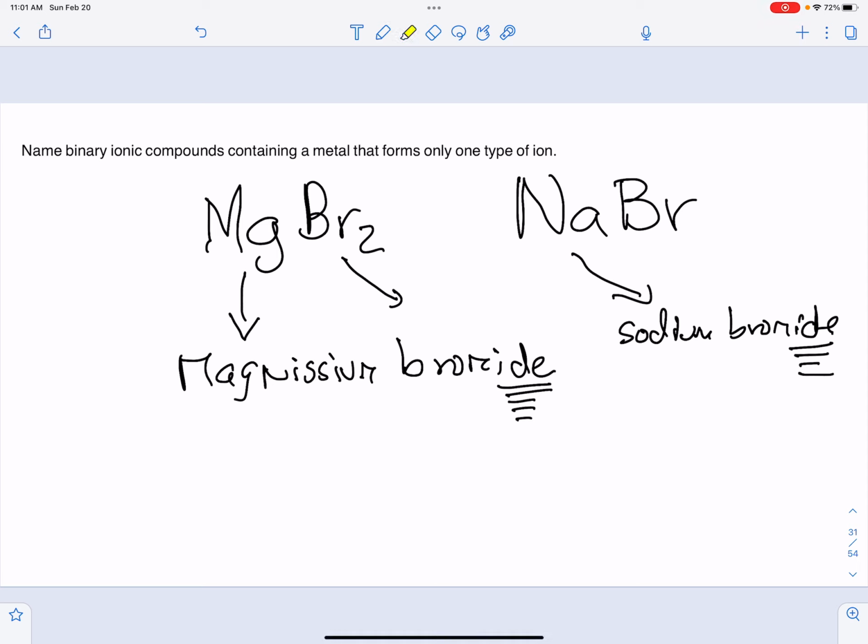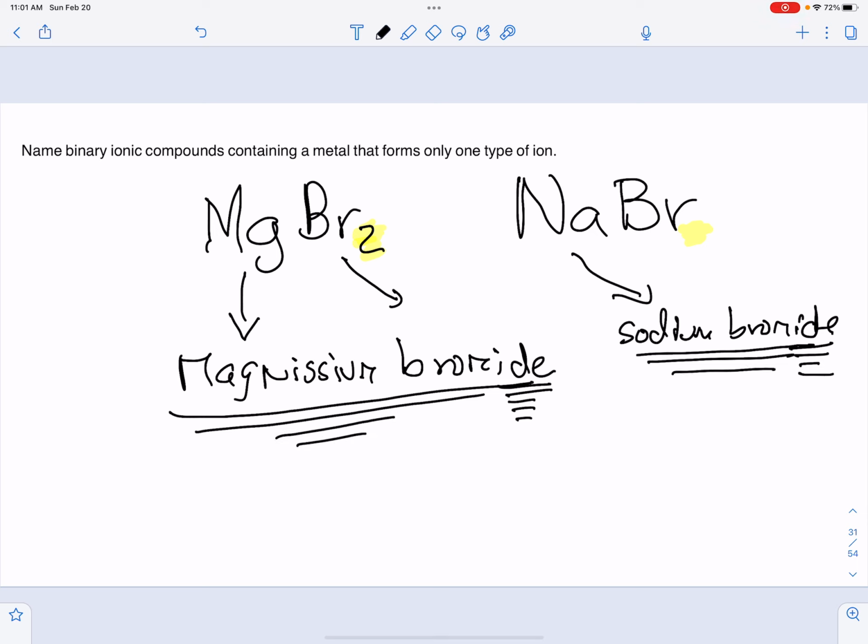I want to bring to your attention that this number, having 2 bromides versus 1 bromide, is not reflected in the name. There's no need for that. When we start talking about molecular compounds, then that becomes a super important factor. When we're talking about ionic compounds, that number does not show in the name because it's irrelevant. We don't need that. So that's how we do it with a metal that can only have one type of ion.